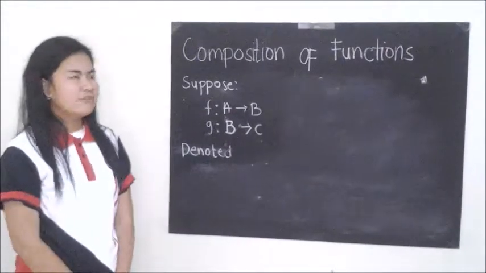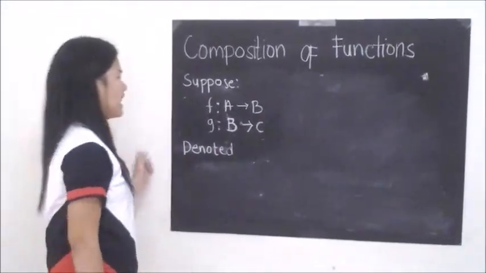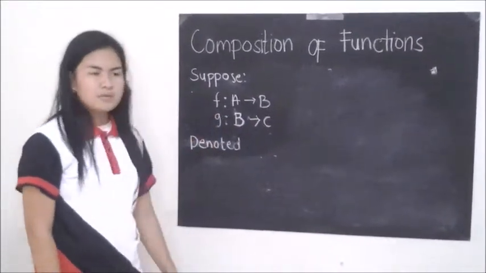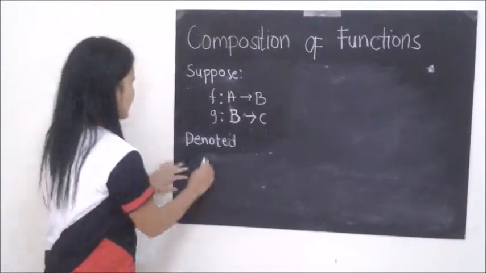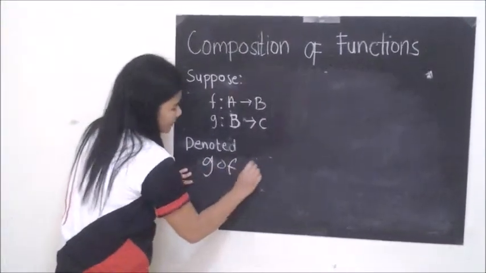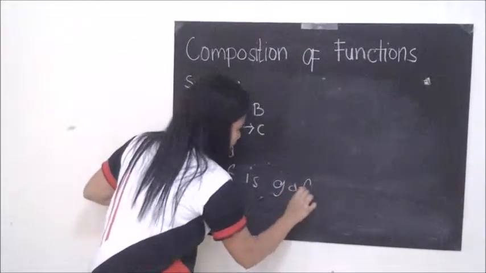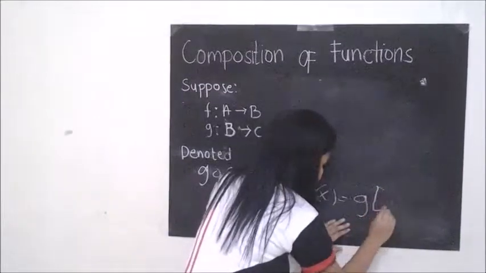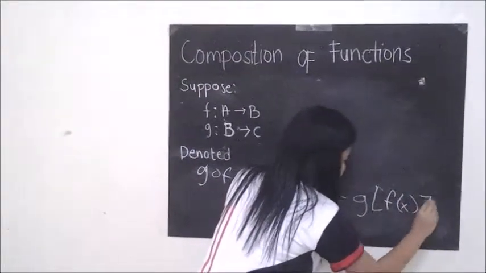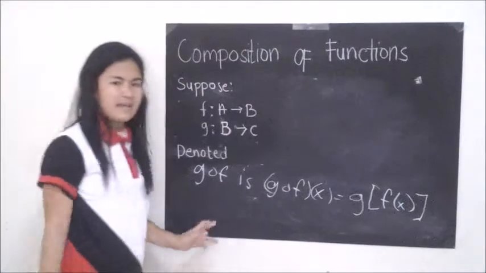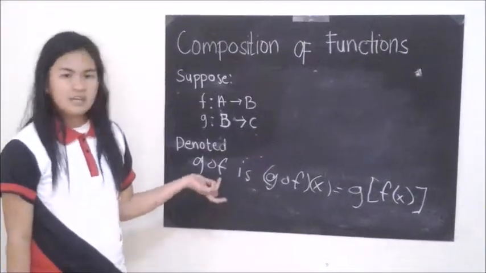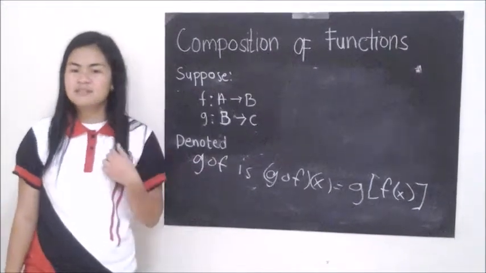Hi, our report is about composition of functions. Definition. Suppose f is a function from A to B and g is a function from B to C. Then the composition of g and f is denoted as g circle f, where (g circle f)(x) is equal to this statement. This statement is read as g composed with f of x, or g of f of x, where x is any element in the domain of f.